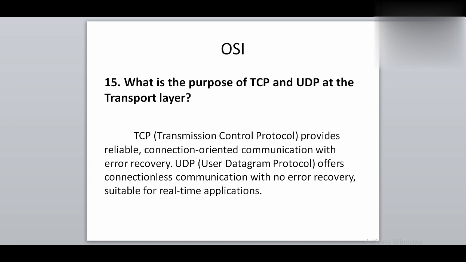TCP is slower than UDP, but there is 100% surety that data reaches the destination. But in UDP, there is no surety that data reaches the destination. The best example of TCP is email sending, and for UDP the best example is movie streaming.